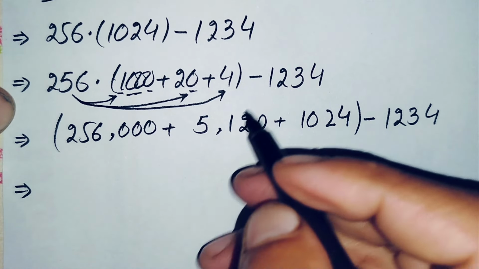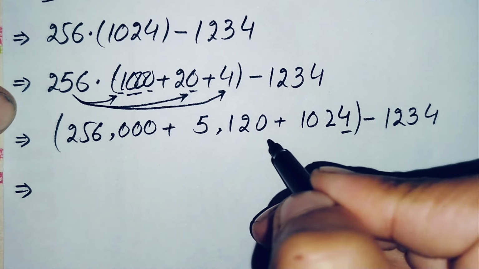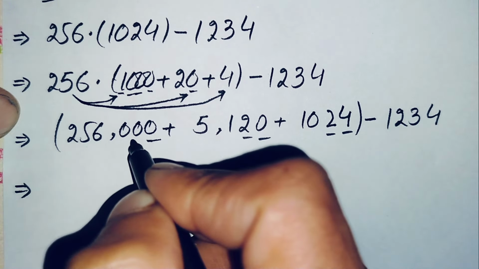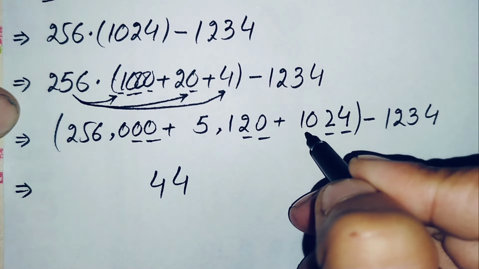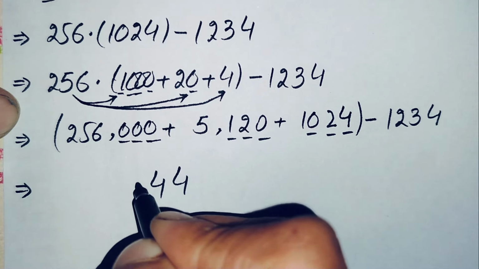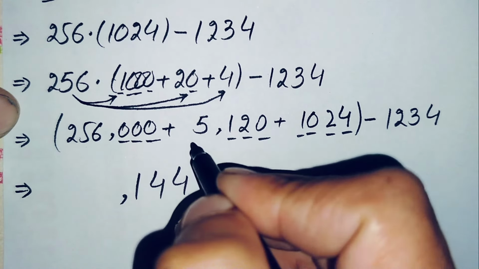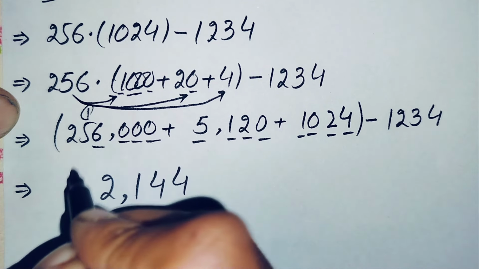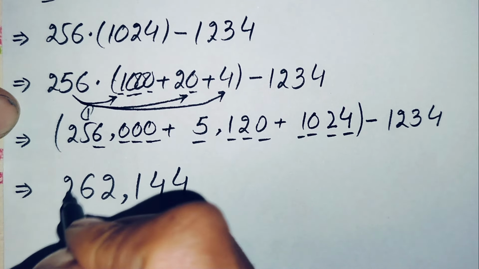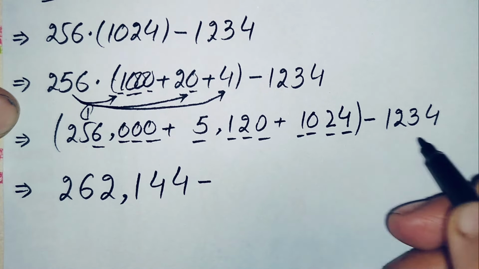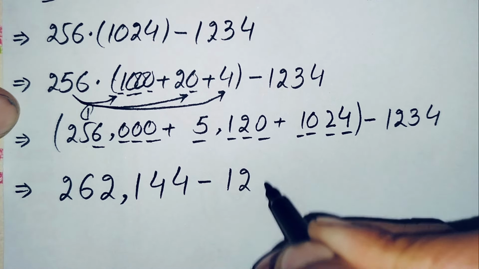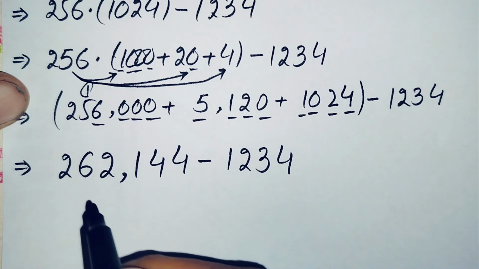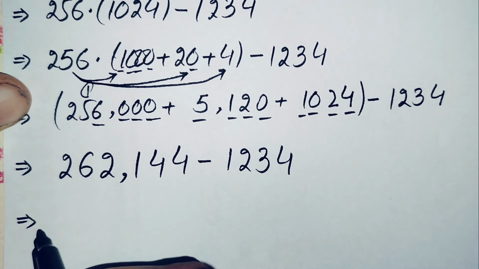Now to add these three numbers, we will start from the ones position. So 4 plus 0 plus 0 is 4. 2 plus 2 is 4. 4 plus 0 is again 4. Now 0 plus 1 is 1. 1 plus 0 is 1. Now 1 plus 5 is 6. 6 plus 6 is 12, so 2, and 1 will be carried here. 5 plus 1 is 6, and 2. Minus this number, 1234. Now finally we have to subtract these two numbers, and this will give us our final answer.